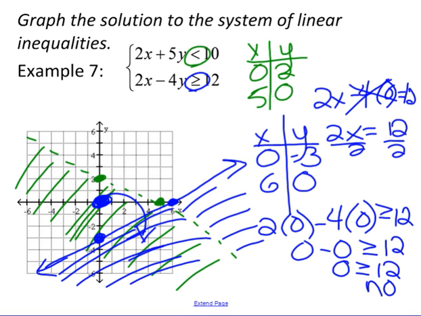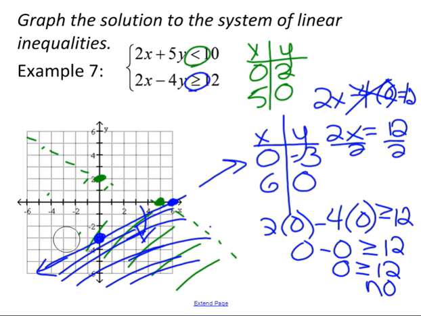And erase what was not double shaded. And that would be right here. Erase my line. There you go. So that is the answer to that system of linear inequalities.